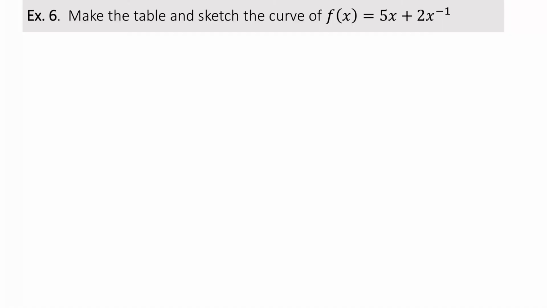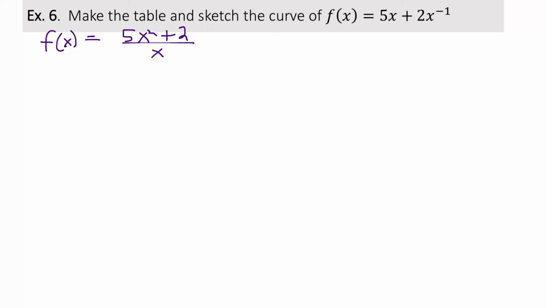So example 6 looks a little familiar. We've done problems like this before. This is a rational function because I've got this -1 here in the power position. So if I rewrite this function, f of x is equal to 5x squared plus 2 divided by x. All right, so that's just with your common denominator equal to x.